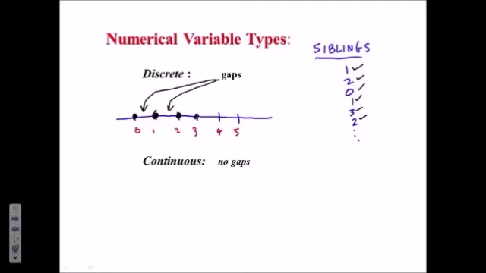Now, could I have a number in between? Could I have, say, 2 1/4? Could I have 2 1/4 siblings? No. So we can only have these whole numbers. There are spaces in between where you cannot put a number. So these data are called discrete. Discrete means separate. They're separated by gaps.